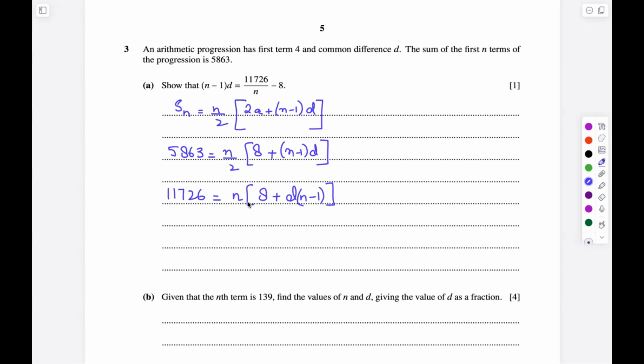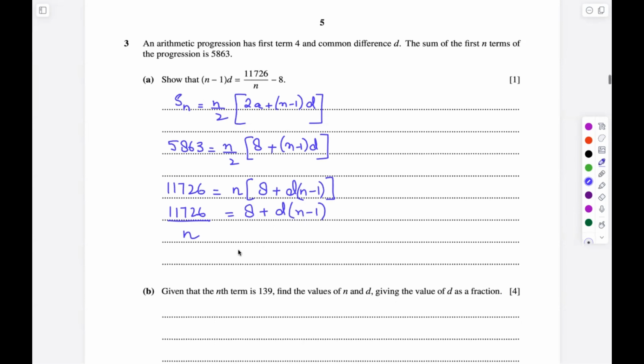Now we'll have to make d into (n minus 1) the subject. So first dividing 11726 by n, this will become 11726 upon n is equal to 8 plus d into (n minus 1). Now taking 8 on the other side, we'll get d into (n minus 1) will be equal to 11726 upon n minus 8.